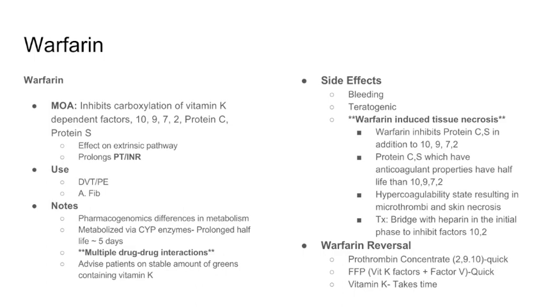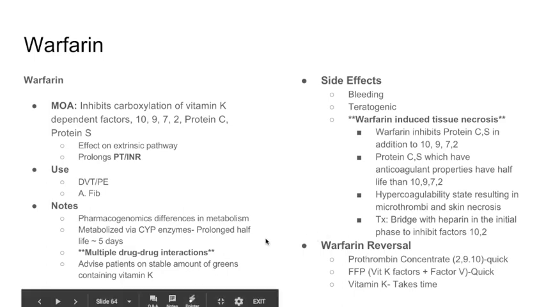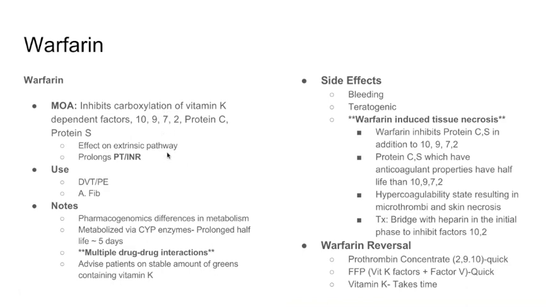There are a bunch of factors, namely 10, 9, 7, 2, and protein C and S, and these need vitamin K to get carboxylated and to get activated. How I remember it is 1972, that warfarin prevents 1972 C and S. These are the factors that it inhibits. It affects mainly the extrinsic pathway because of factor 7, and it prolongs the prothrombin time.